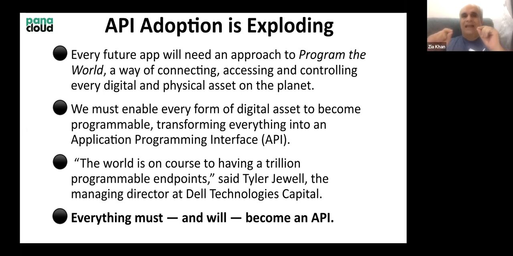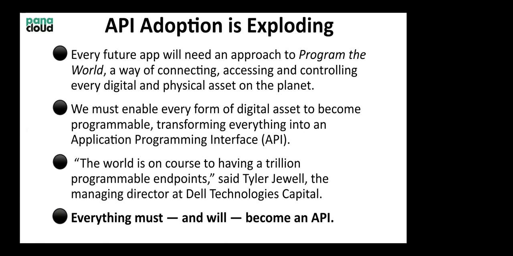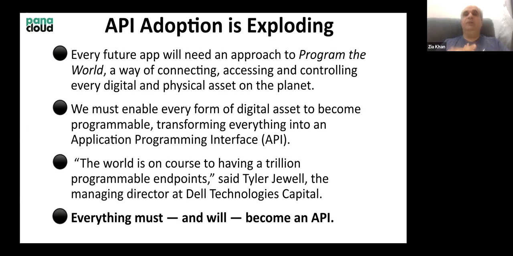Every future app will need an approach to program the world, a way of connecting, accessing, controlling every digital and physical asset on the planet. Now, this is a very strong statement. Everything will be an API. For example, your car will have an API. Your brakes in the car will have an API.